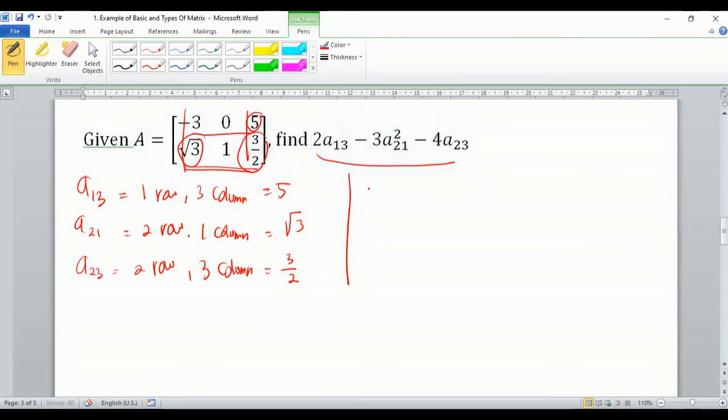To find this value, you just need to substitute them. A13 is the value 5, and then A21 is the value square root of 3, because it's 3 times square root of 3, minus 4 times 3 over 2. So this one is 10, minus 9, minus 6, right? 1 minus 6 is minus 5. So this one is the value from this, everyone. Okay, I hope you understand.